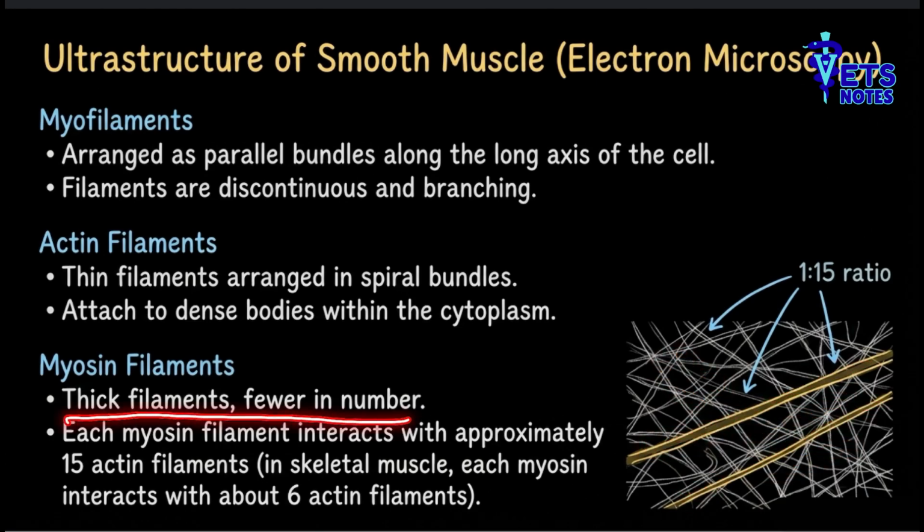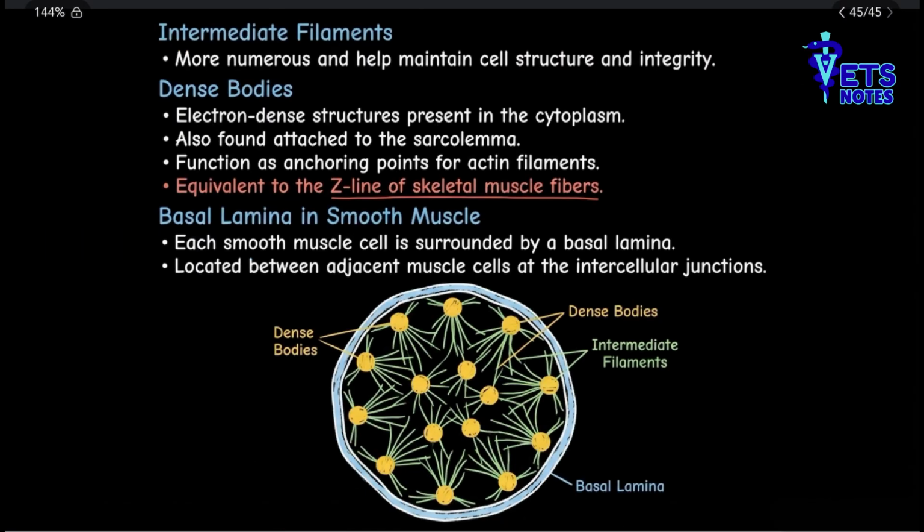Thick filaments are fewer in number. Each myosin filament interacts with approximately 15 actin filaments, a 1:15 ratio. In skeletal muscle, each myosin interacts with about 6 actin filaments. Intermediate filaments are more numerous and help maintain cell structure and integrity. You will also find intermediate filaments and dense bodies.